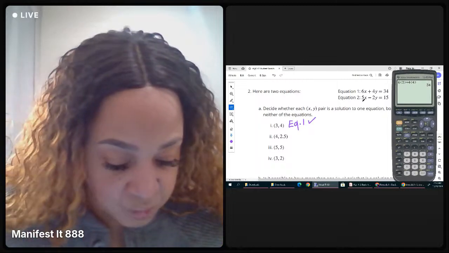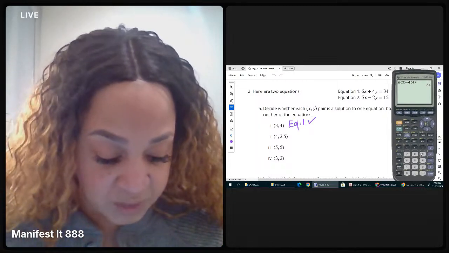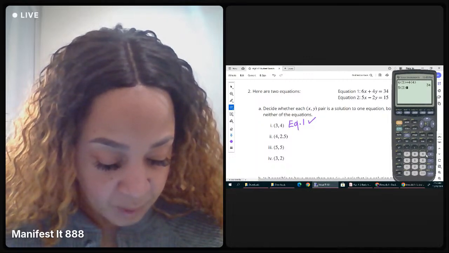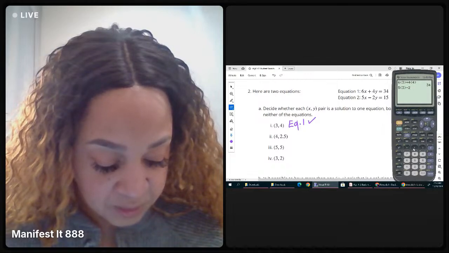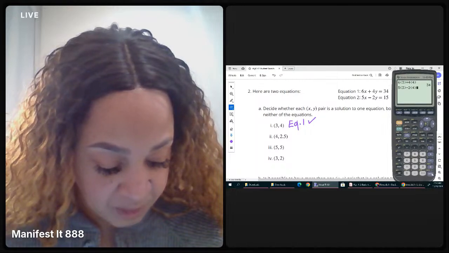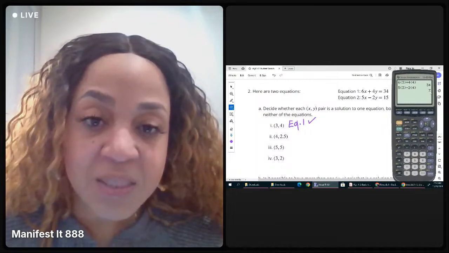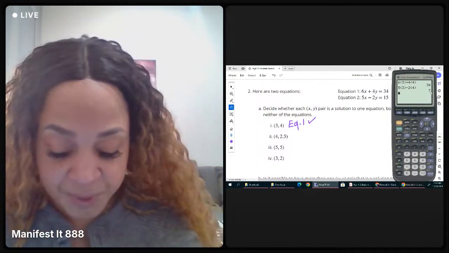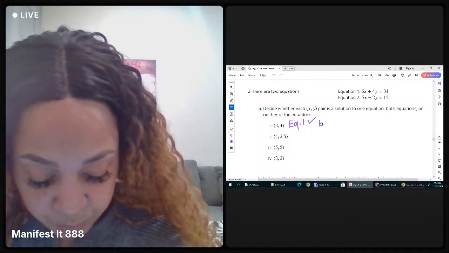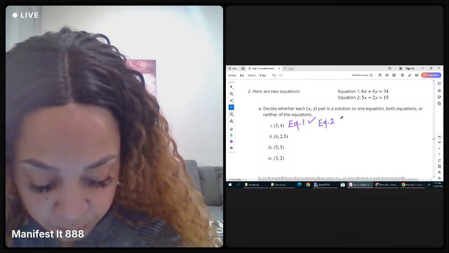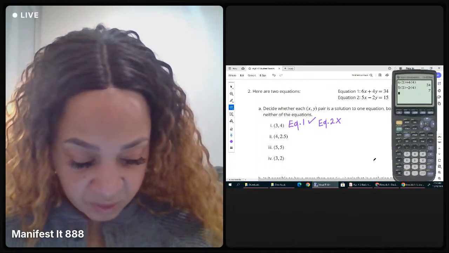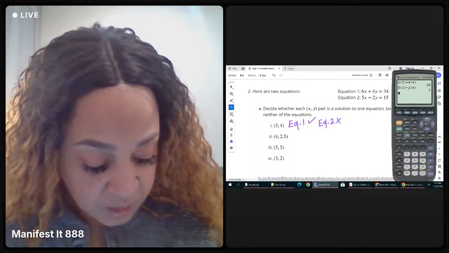Now we're going to check equation 2. Okay, so doing the same thing. Equation 2 says 5x minus 2y equals 15. So we type 5 parentheses 3 minus 2 parentheses y, which is 4, and it is supposed to be equal to 15. Well, in this case, that's equal to 7, so that means that that ordered pair, 3, 4, does not work for equation 2. That is a no.